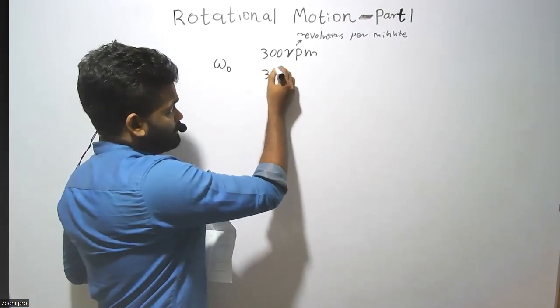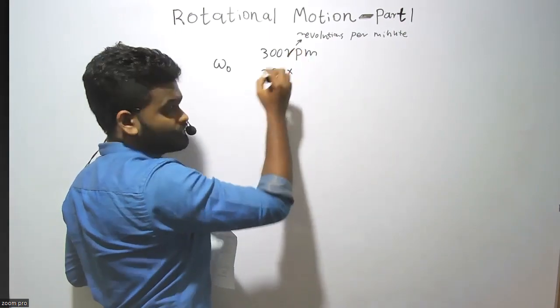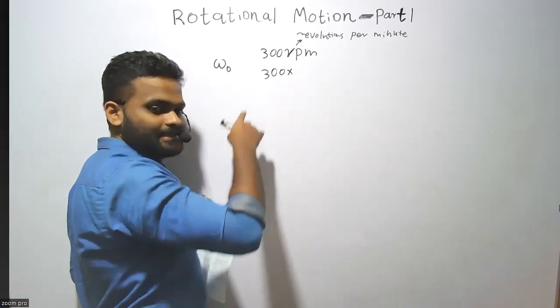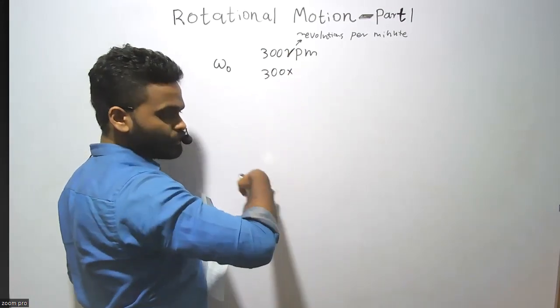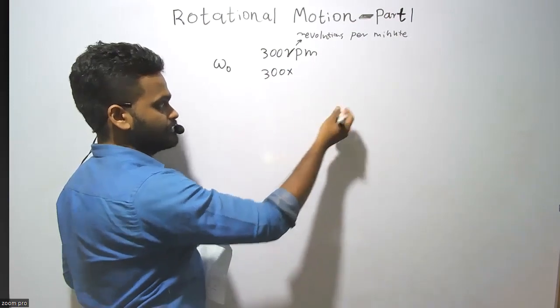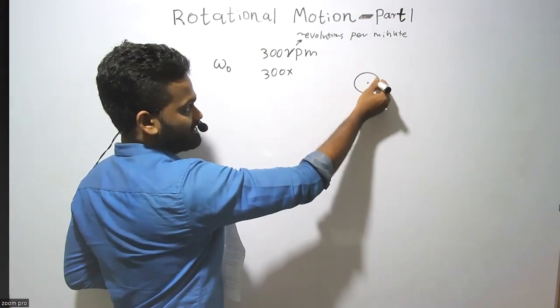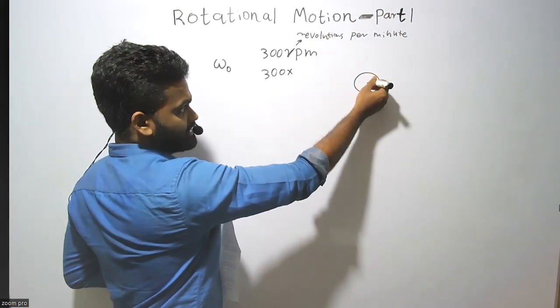Okay, so 300. So what is a revolution? A revolution is like one cycle, right? So for one cycle, one revolution, what's the angle?